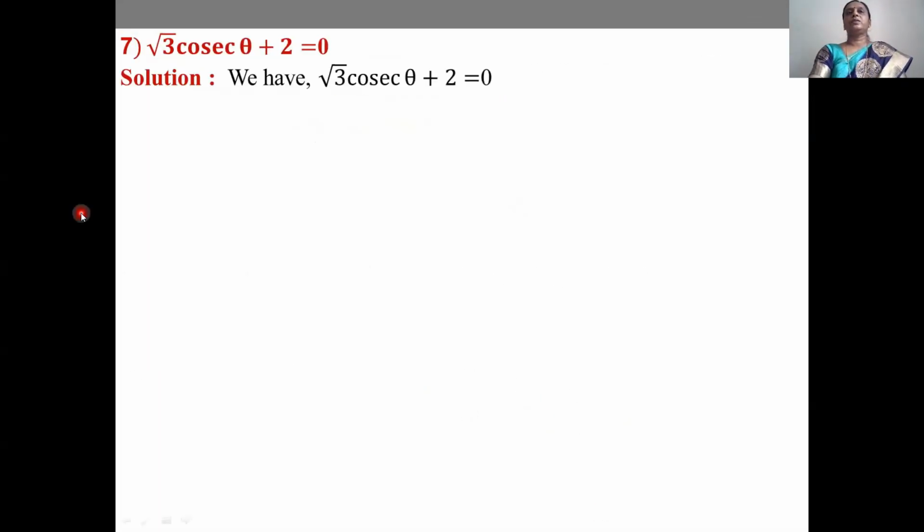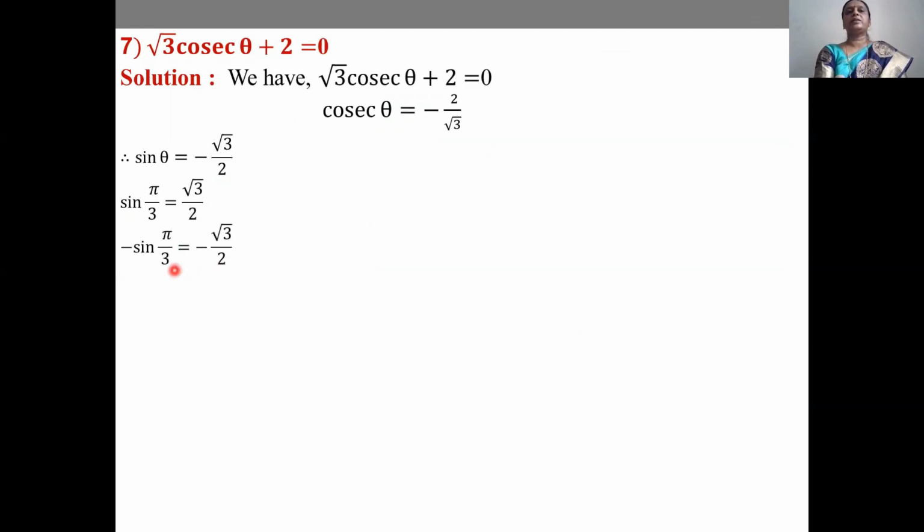Now let's consider the next example. We have root 3 cosec theta plus 2 is equal to 0. Therefore, cosec theta is equal to minus 2 by root 3. Now take the reciprocal. This is sin theta is equal to minus root 3 by 2. Now we know that sin pi by 3 is root 3 by 2. Take the negative sign on both sides. We get minus sin pi by 3 is equal to minus root 3 by 2.